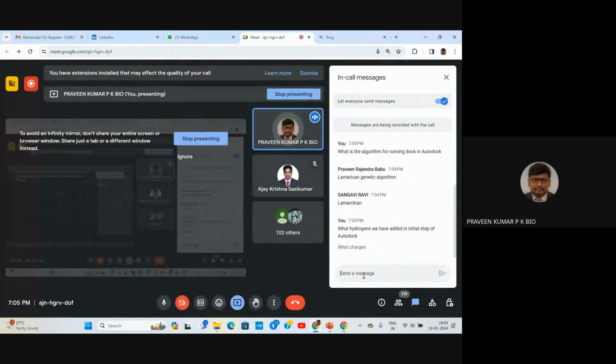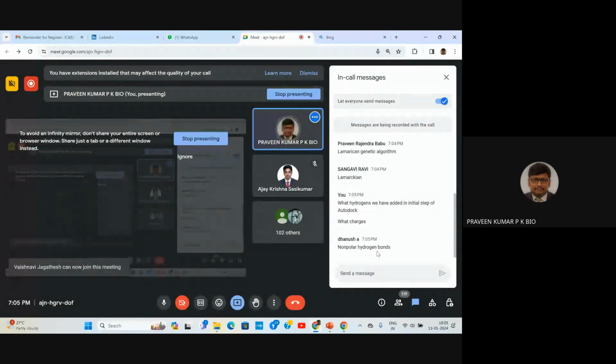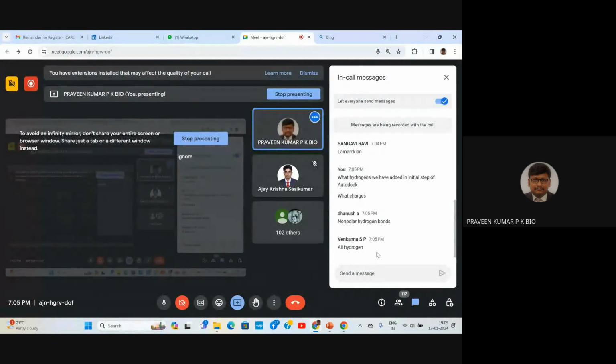So we should remember each and every step in AutoDock. If you complete any docking in AutoDock and if you try to publish in journal papers, you have to mention all this. Non-polar hydrogens? No, that's not the exact answer. All hydrogens is right. Good. The answer is all hydrogens. And how about charges? What charges did we add in AutoDock?